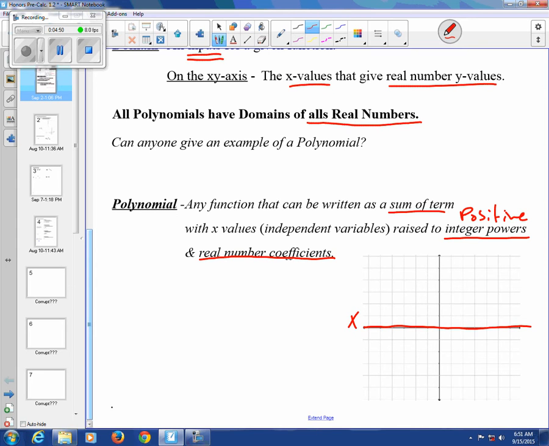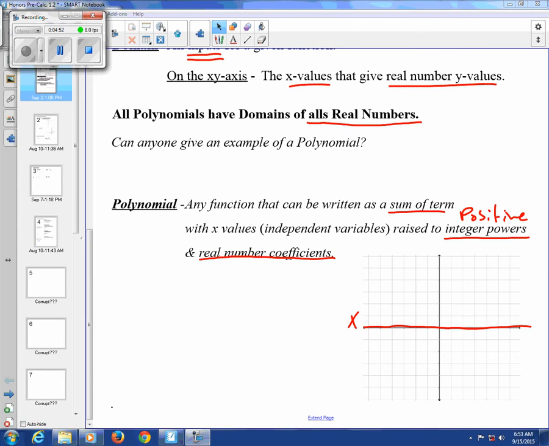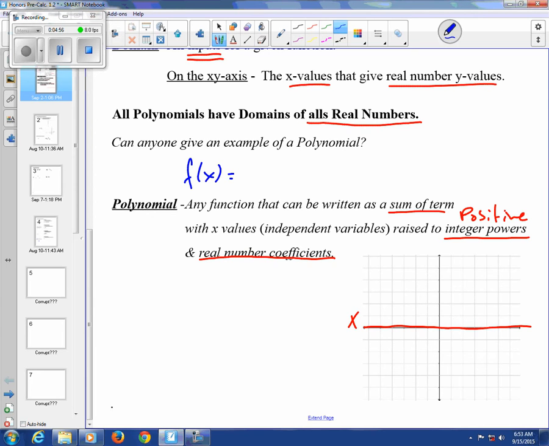Okay, so as an example, let's look at f of x equals x to the fifth minus 8x cubed minus 10x squared plus 1. Right here, what we're seeing is our real number x values plugged into our function, right? Immediately, those real number x values are being raised to positive integer powers, right? So they're being multiplied by themselves.